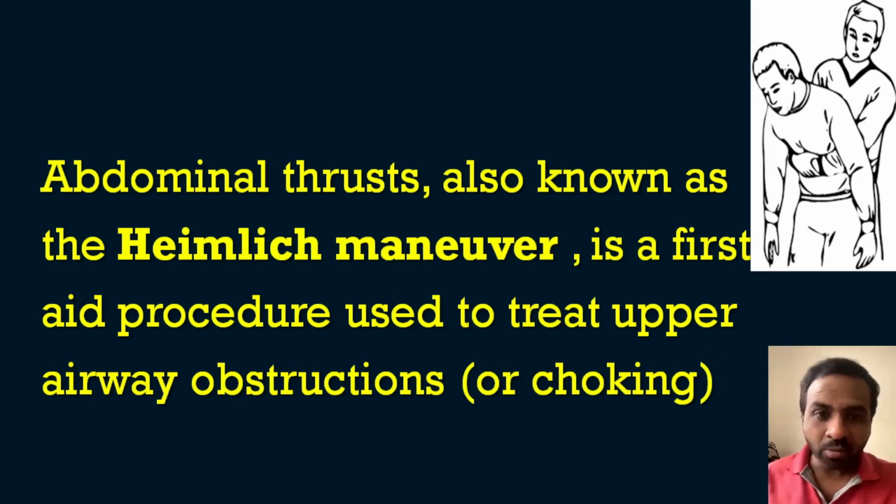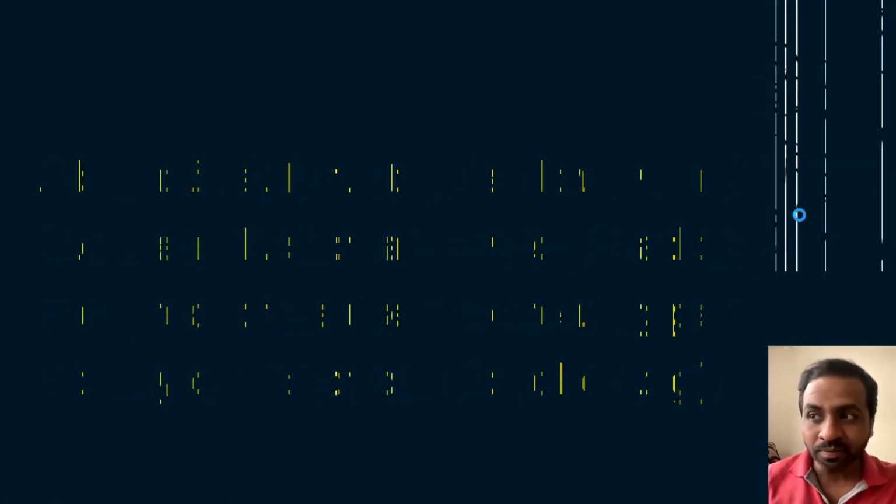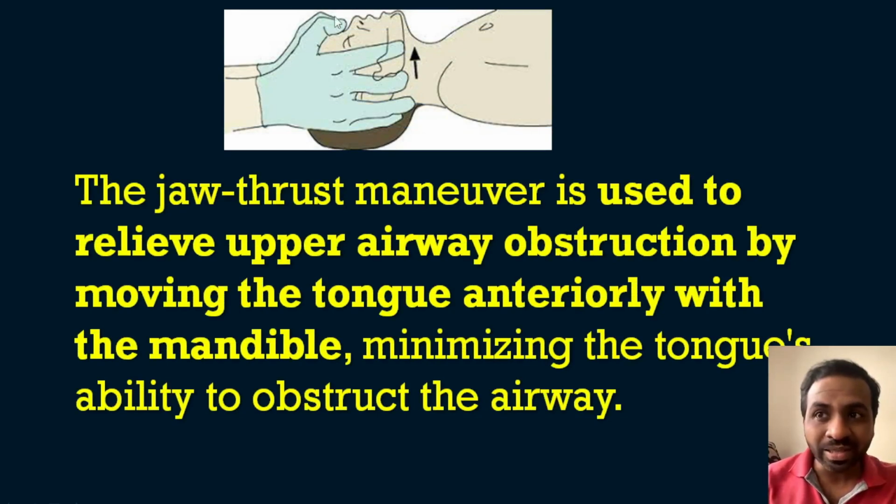I am not going to explain the procedure now, I am just giving you a brief description. So abdominal thrust is otherwise known as the Heimlich maneuver. The answer for the question we asked was the jaw thrust maneuver. So what is a jaw thrust maneuver? You can see the picture here. The jaw thrust maneuver is used to relieve upper airway obstruction by moving the tongue anteriorly with the mandible, minimizing the tongue's ability to obstruct the airway. In this maneuver you can see the jaw is pushed up to prevent the tongue from obstructing the airway. So this is the jaw thrust maneuver.